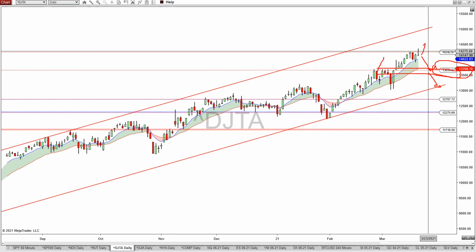And if it could make another round and push to this level, basically the last all-time closing high at 14,242.87. If it could get above that, then we'll be looking for a move up to this 14,500, right? But for now, we're basically looking for a little bit of a pullback to see what it comes down to, this 13,800 level.